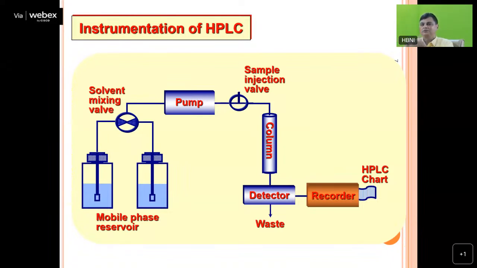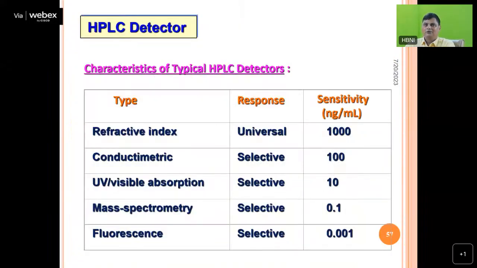It's not that simple a block diagram, because various kinds of detectors are attached to the HPLC. Of course, the solvent system, the mobile phase reservoir, pump, sample injection and the column are more or less the same type. But it depends on what kind of detector, because on the basis of detector, the capability of the HPLC will vary. So these are the various kinds of HPLC detectors.